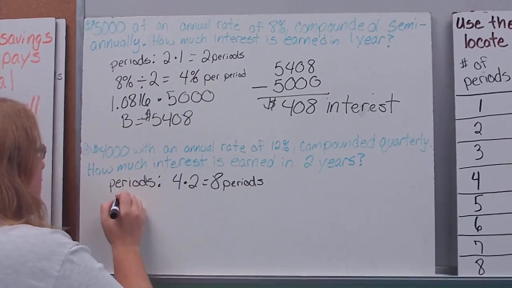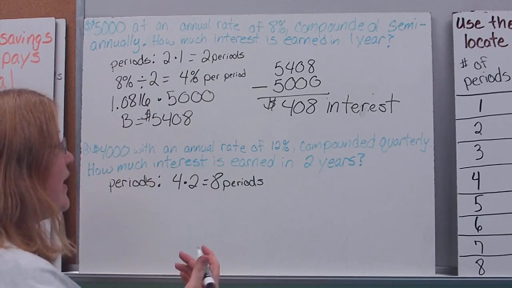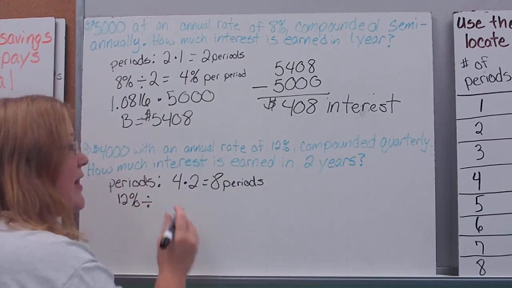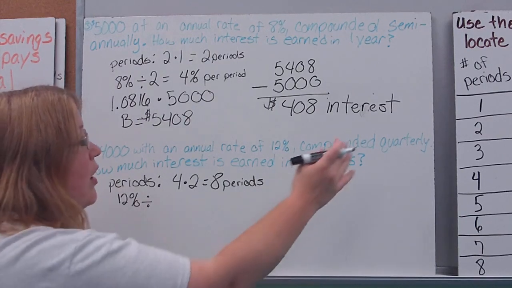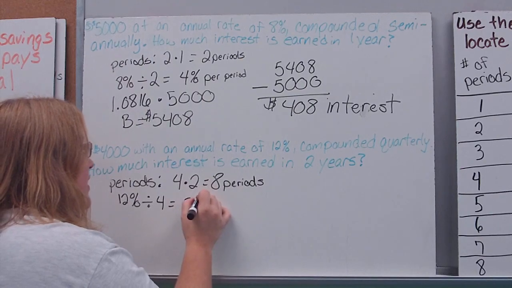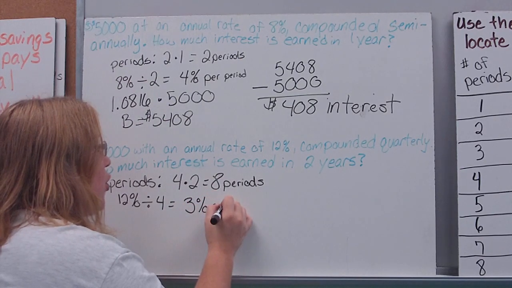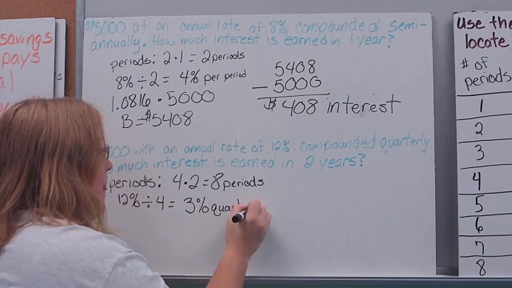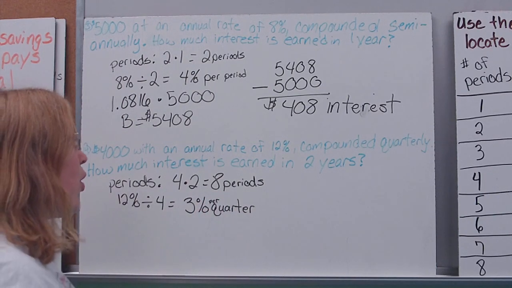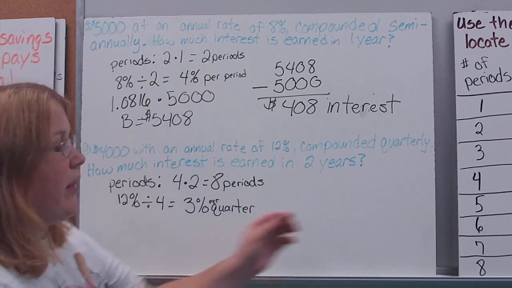All right, now let's figure out what our quarterly interest rate is. 12% is my annual rate. I'm going to divide that by how many periods there are in 1 year. Quarterly tells me there's 4 periods in 1 year, which means this is 3% per quarter. All right, so I'm getting 3% per quarter for 8 periods.